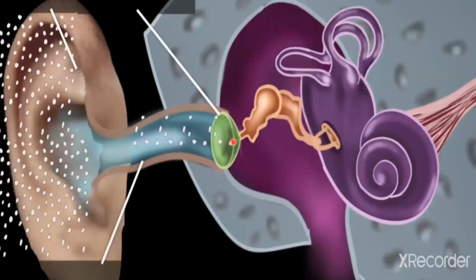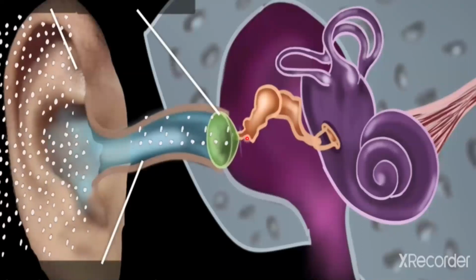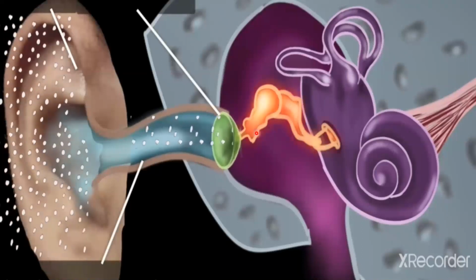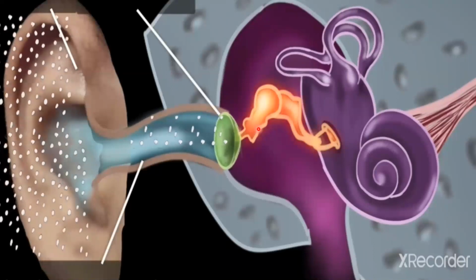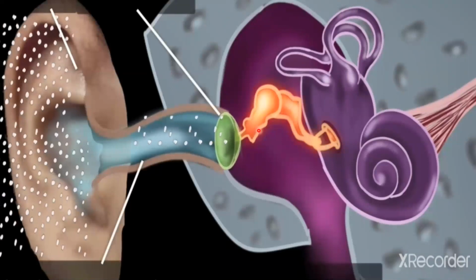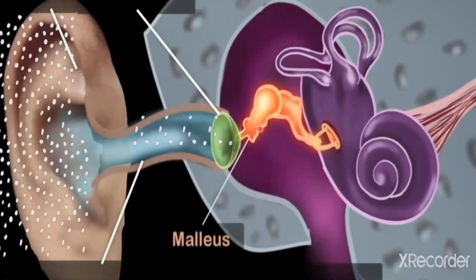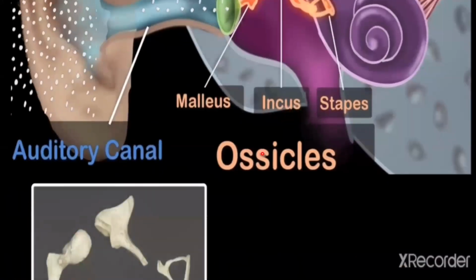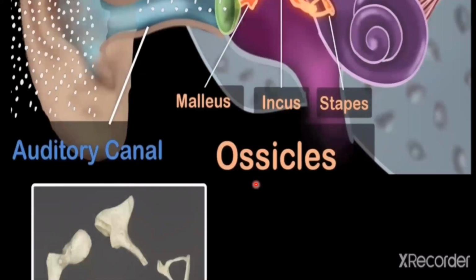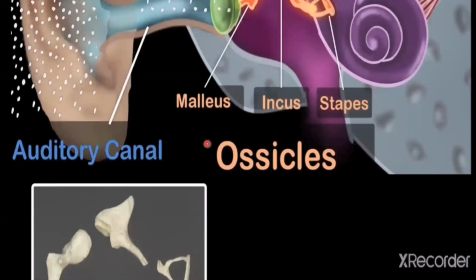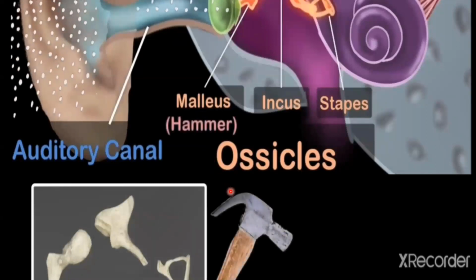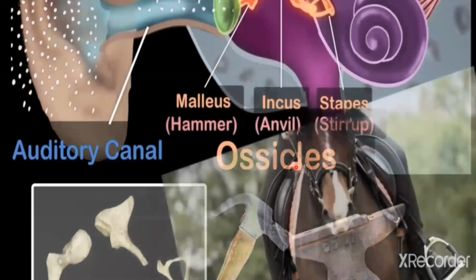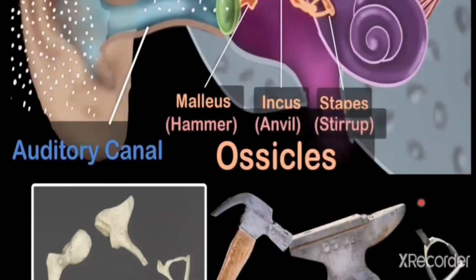From the eardrum, the vibration strikes the middle ear and produces further vibration in the malleus, incus, and stapes. These are called ossicles. Malleus is like a hammer, incus is like an anvil, and stirrup is like this.